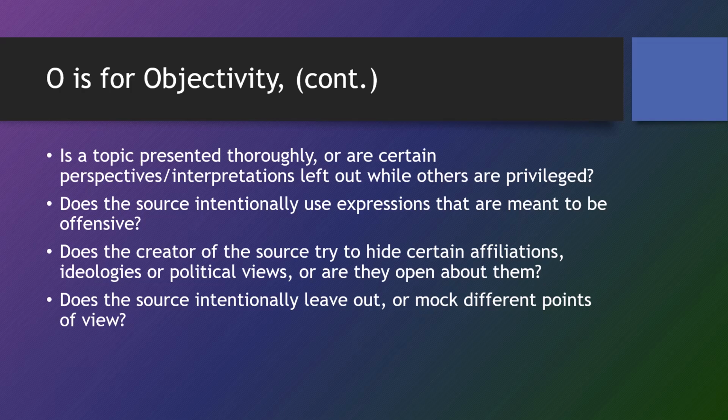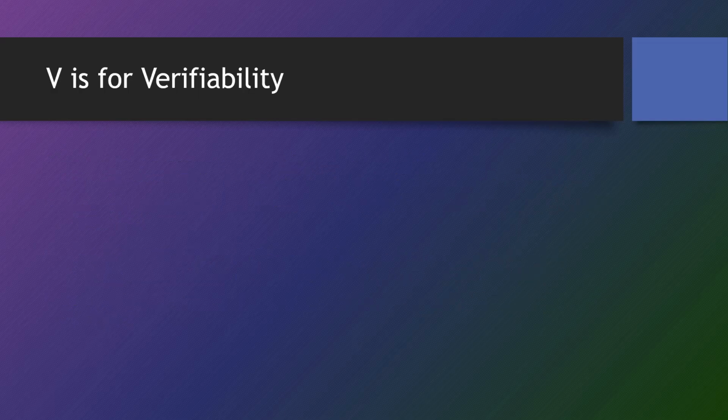Finally, and this is really important, does the source leave out or mock important facts or perspectives? This may only become clear after considering several sources on any given topic, but if you find a source that either entirely ignores certain facts or perspectives, or openly holds them in contempt, you should ask yourself why and how this affects the quality of the information they give on that topic.